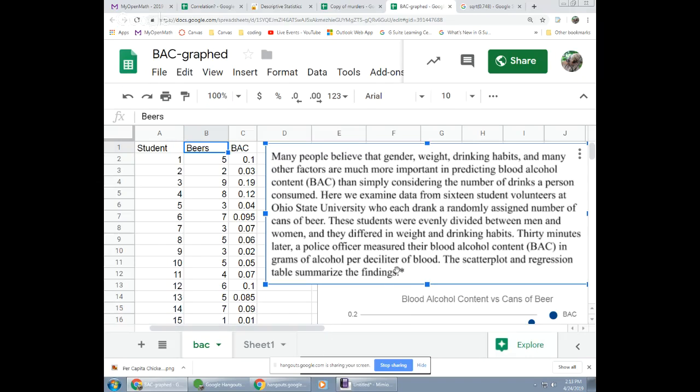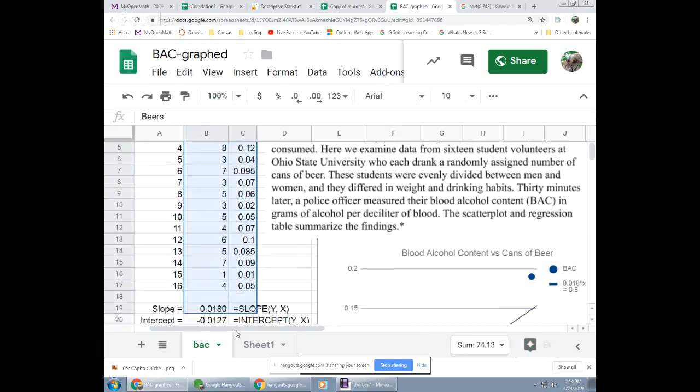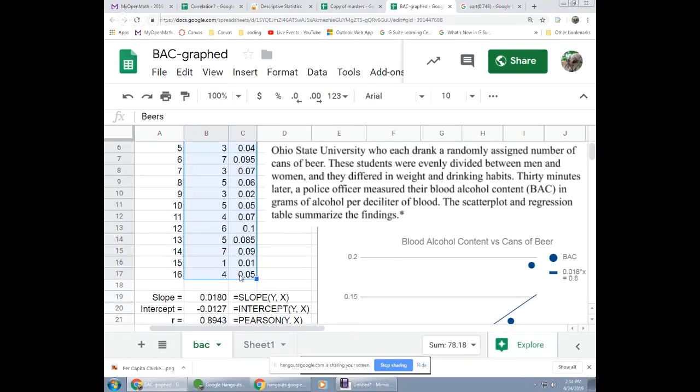So they did a random selection of students. From that selection of students, they took some females and some males, and they had to agree to drink a certain number of beers. The number of beers was also randomly selected. So I have students identified by number, and then the data we're graphing here is the number of beers they drank and the blood alcohol level, which was measured by a police officer.